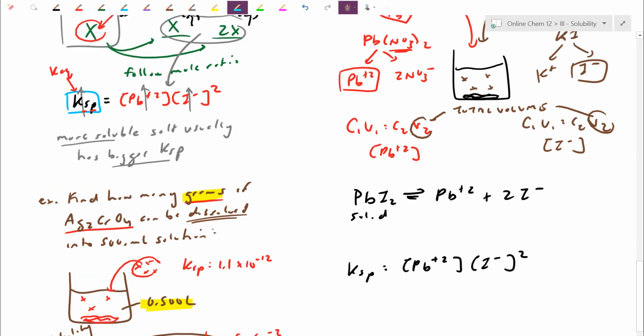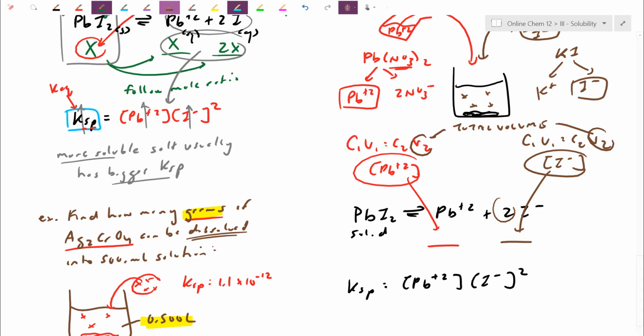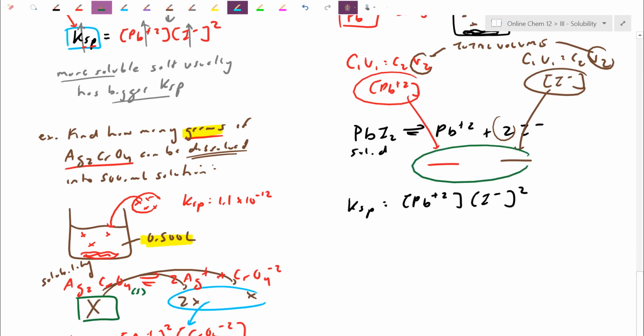Right? This time, because the lead came from its own solution, I'm giving you the lead. Just write that number here. We had calculated the iodide. I'm giving you the iodide. Don't worry about this 2 here. It didn't follow the mole ratio anyways. That 2 here was only important if I actually dissolved the PbI2. So in this case here, you can make a note. These ones here will not follow the mole ratio.